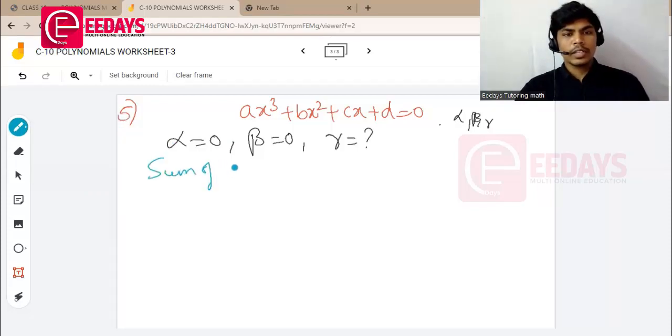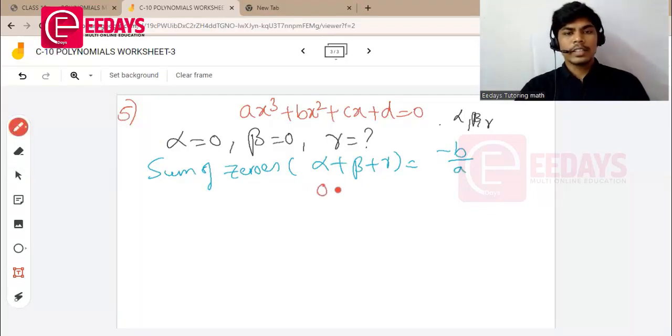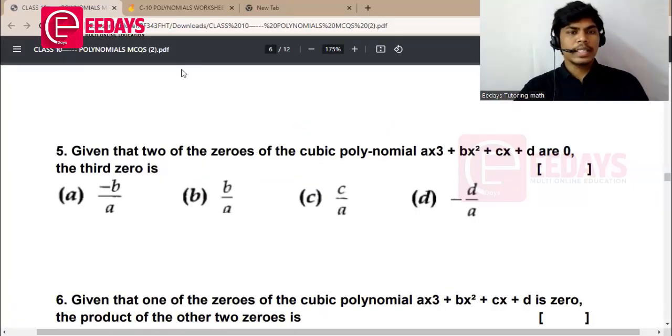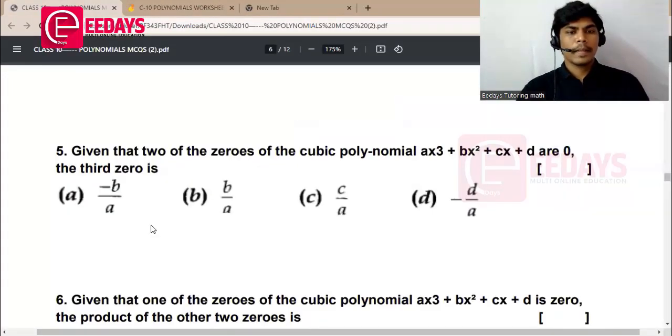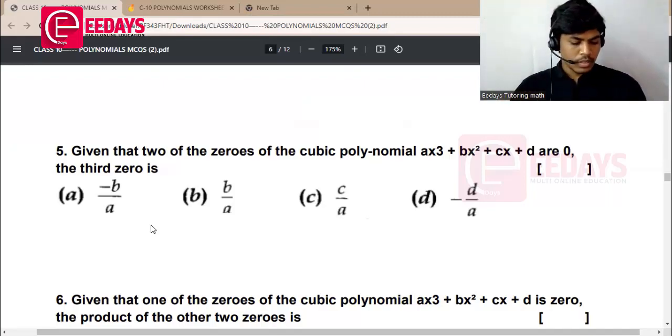So sum of zeros, we know that: alpha plus beta plus gamma is equal to minus b by a. So alpha is 0, beta is 0, and gamma we don't know. So minus b by a. That's why gamma is equal to minus b by a. Option A is the correct answer. Minus b by a. That's it. They ask you to find the third zero, you can find it like this. Simple. Let's read the next question.